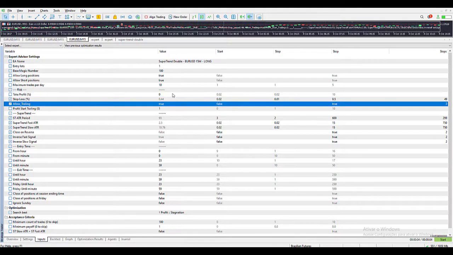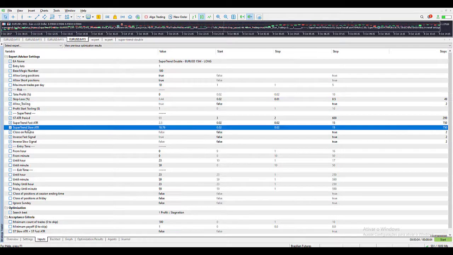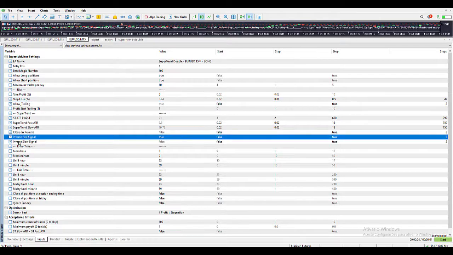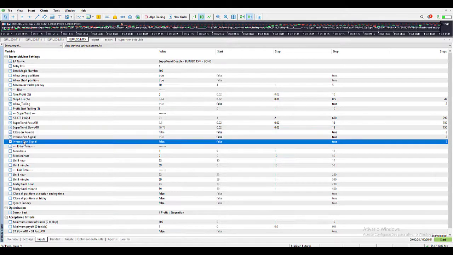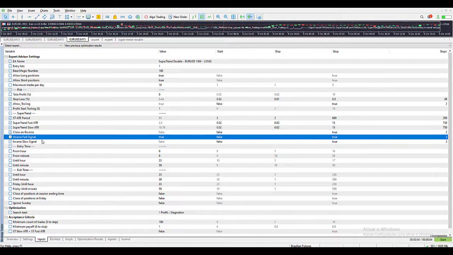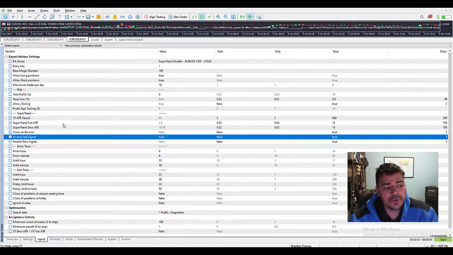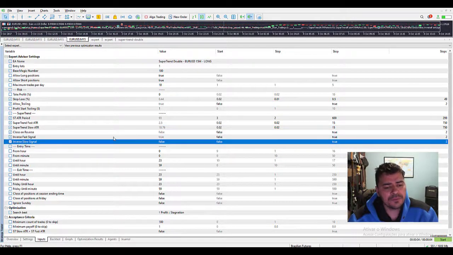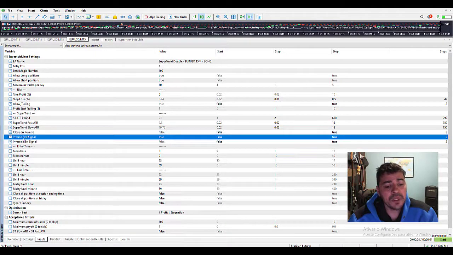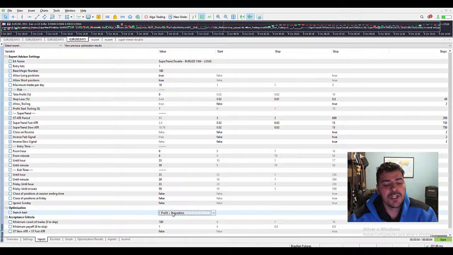I have included inverse the fast signal and inverse the slow signal. So if you inverse the fast signal, you will buy the dips. Try those both options and see for yourself. And I have included also two new metrics, Sharpe and stagnation, and relative profit Sharpe stagnation.